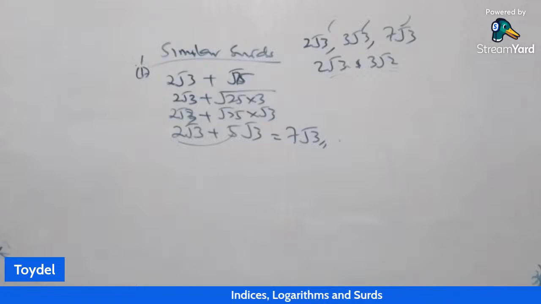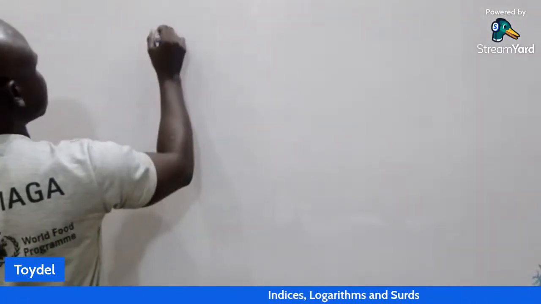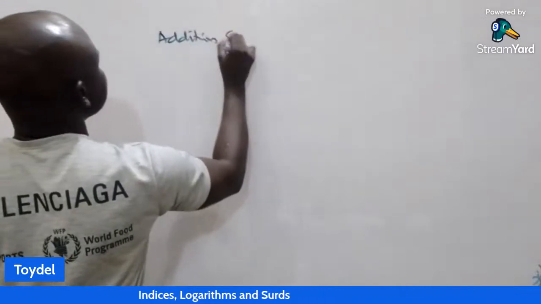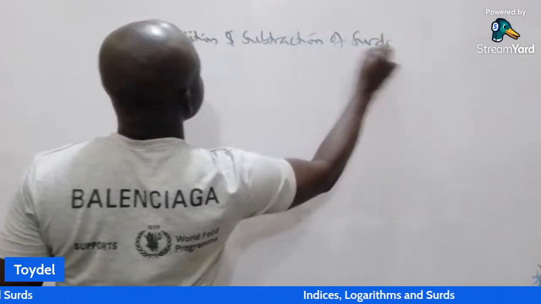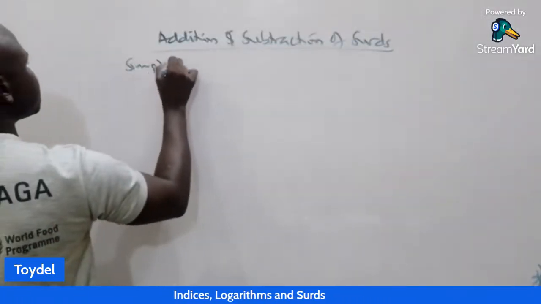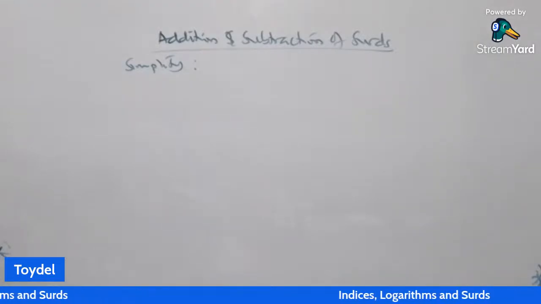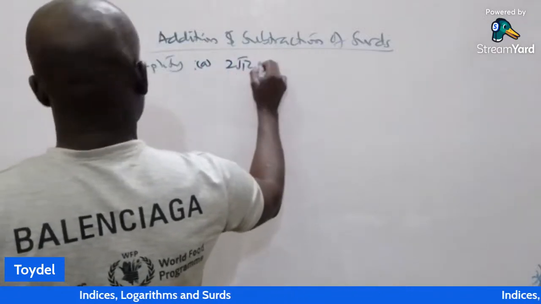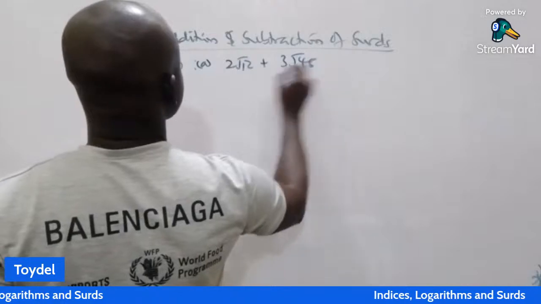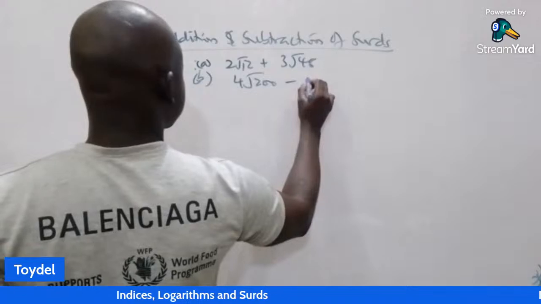So since we know similar surds now, then I can introduce addition and subtraction of surds. I only give 2 examples. Subtraction of surds. So simplify the following. A: 2 root 12 plus 3 root 48. Then B, I have 4 root 200 minus root 8.